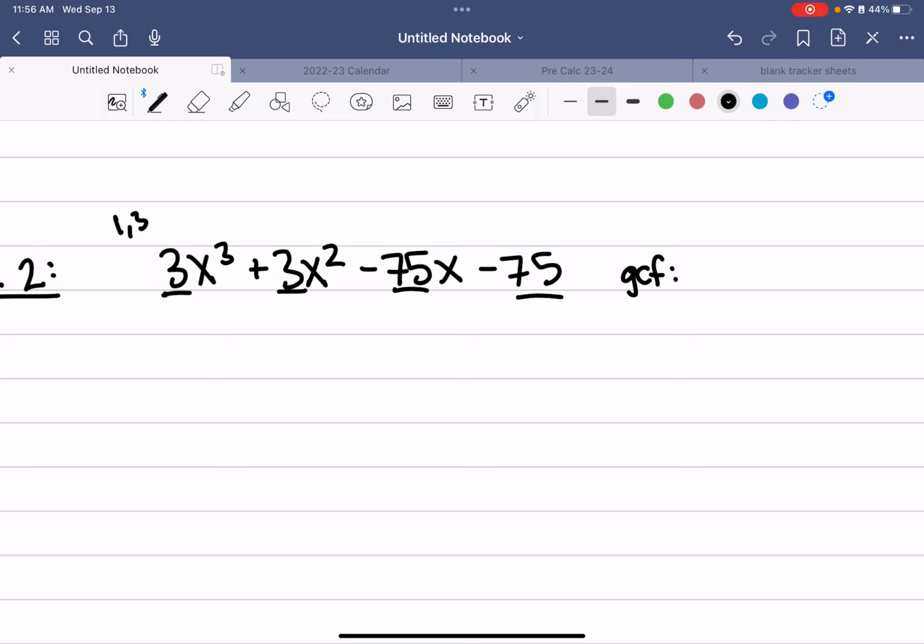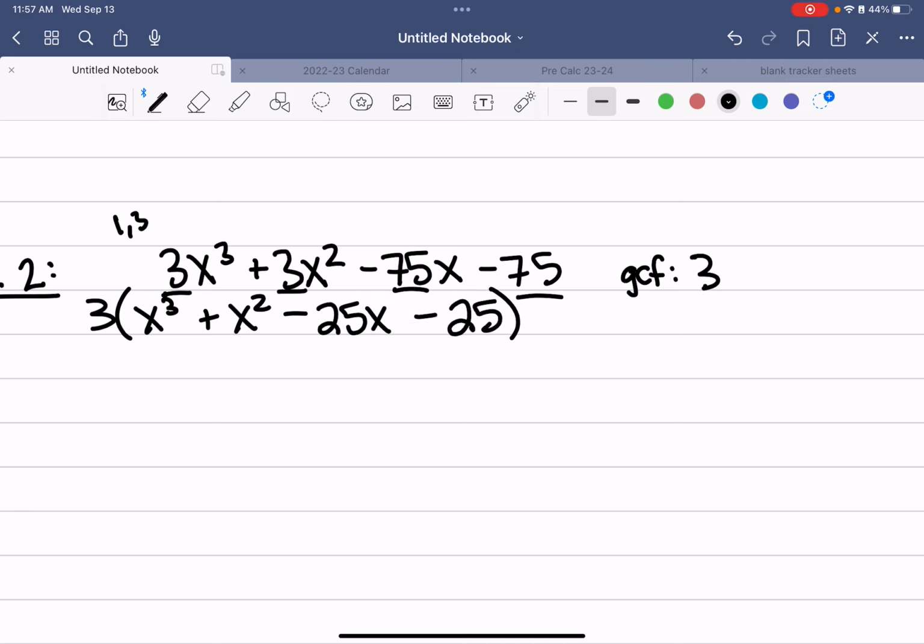Remember, 25 times 3 is 75. So our greatest common factor is 3. And the very first thing I'm going to do now is factor out my 3. I will divide my 4 terms by 3, and you'll end up with x cubed plus x squared minus 25x minus 25.